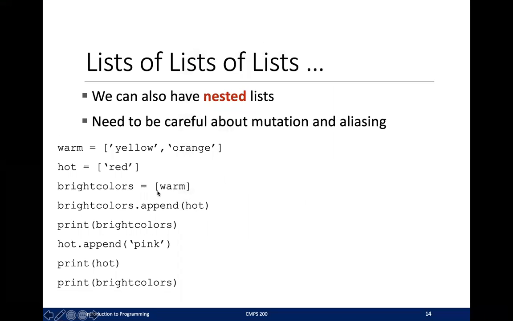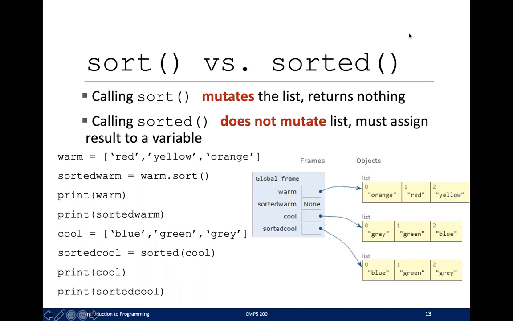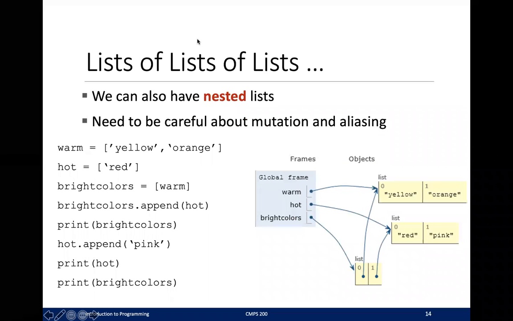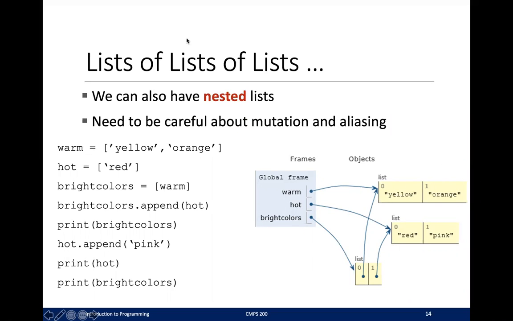Let's see it in the diagram. Here's how it looks like. So I define warm. That's a pointer to a place in memory, which contains all the elements inside the list. It has orange, red, and yellow. Why orange, red, and yellow? Because first, sorry, I went to another slide. Here, I had warm, which contains yellow and orange. That's because I defined it this way. Warm is equal to yellow and orange.